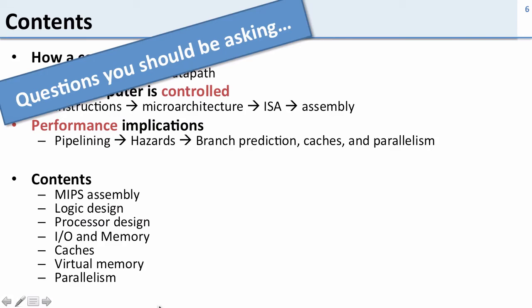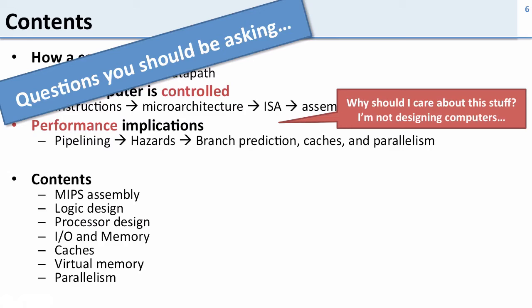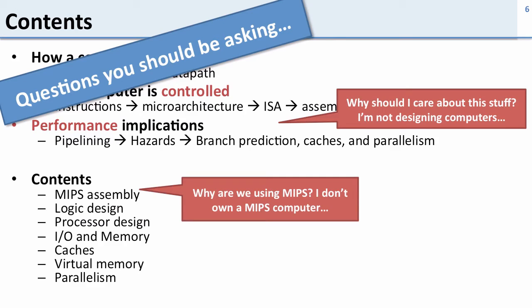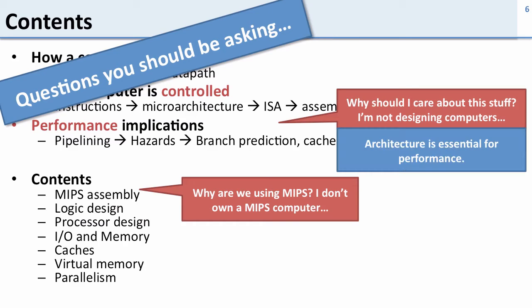So you should probably be asking some questions at this point. The first one is, why should you care about this stuff? You're not going to go off and design computers. Very few people do design computers in this world. Another question is, why are we using MIPS? Most of you probably haven't heard of MIPS and certainly don't own a MIPS computer, so why are we learning about that? Well, the answer to the first question, why are you learning this if you're not designing computers, is because architecture is essential for performance. If you want to write a program and get good performance, you need to understand these parts of the processor so you know why your program is or isn't fast.